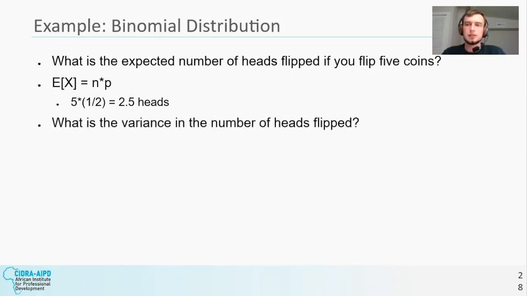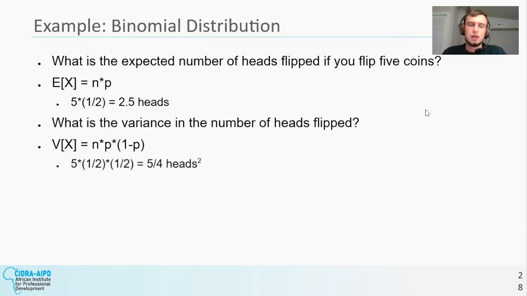What's the variance of the number of heads flipped? Again, if we were doing this without knowing it was the binomial distribution, we would have to use one of the 2 formulas we learned earlier and compute it out the long way. However, since we know it's a binomial distribution, we can just plug and chug, where our variance is the number of trials times the probability of success times the probability of failure. We know those numbers, we plug them in, we get a value.